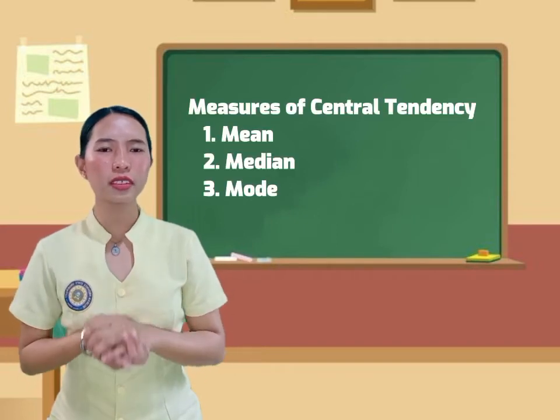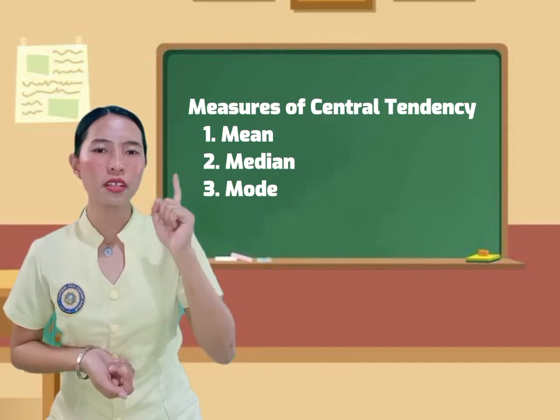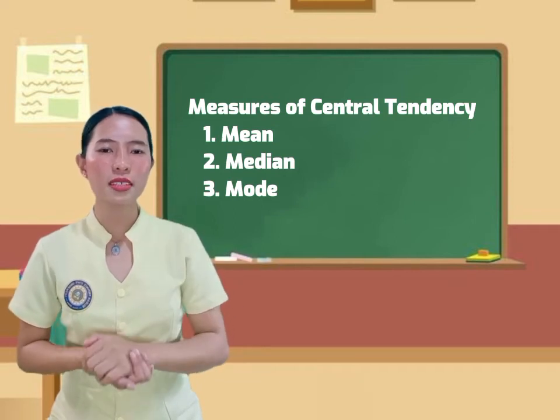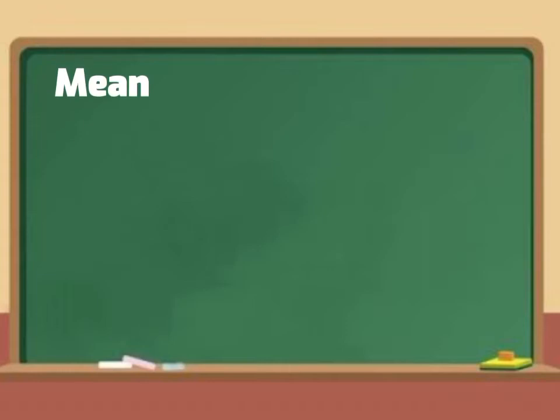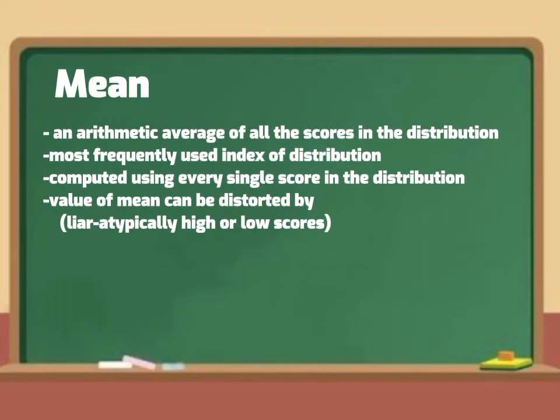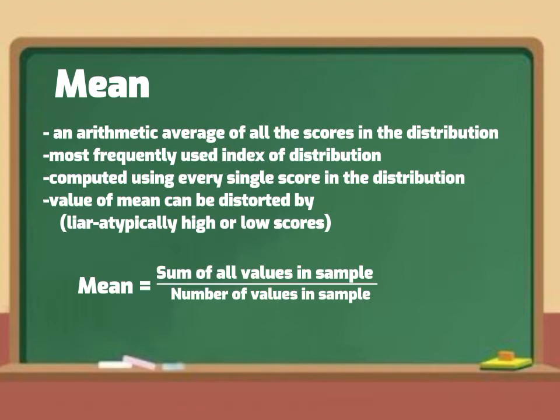Measure of central tendency has three types: the mean, median, mode. Now, let's define each of them. The mean. Mean is an arithmetic average of all scores in the distribution. It is most frequently used index of distribution in central tendency. It is computed using every score in the distribution, and its strength is also its weakness because several typical high or typical low scores, sometimes called liars, can distort the value of the mean.